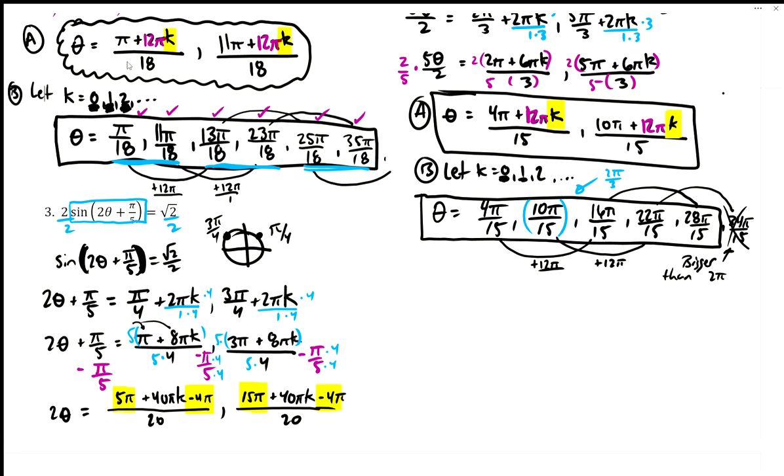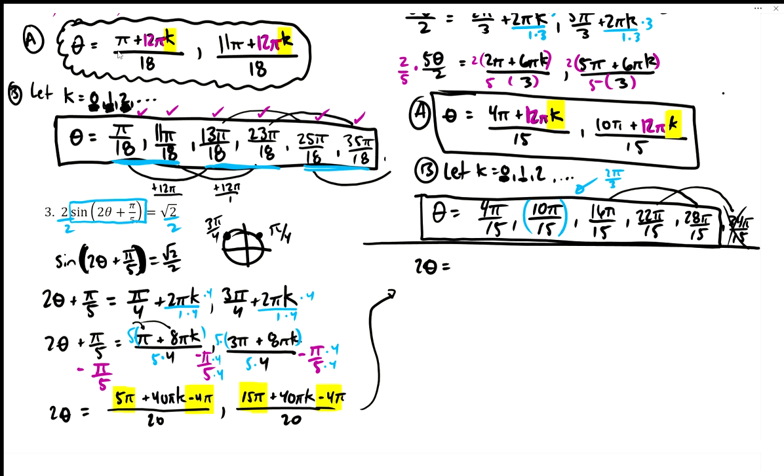And I'm running low on space here. Let's put it up with this one, and let me even erase a little bit of that last one. Okay, let's now write it. So combining those highlighted terms, we have 2 theta is equal to pi plus 40 pi k over 20, comma, 11 pi plus 40 pi k over 20.